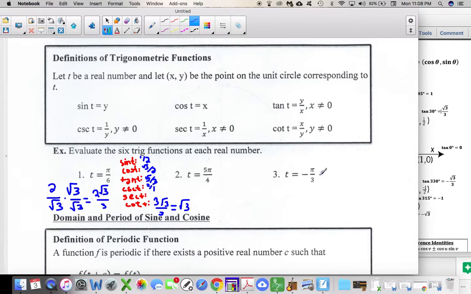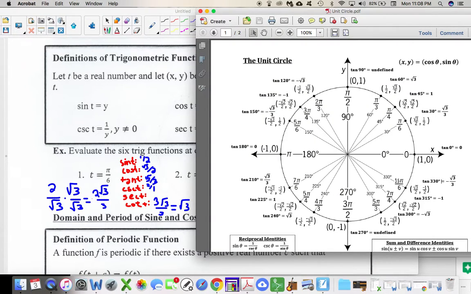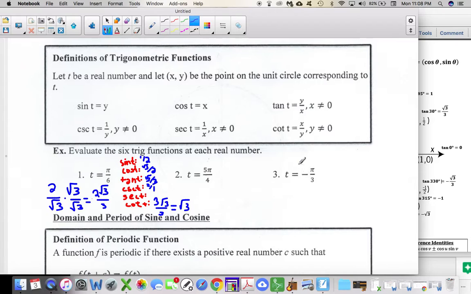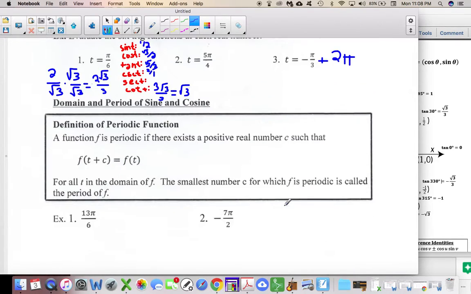The one thing that I will say about number 3, about pi over 3, or negative pi over 3, is that negative pi over 3 is the same thing as positive 5 pi over 3. So you're just going clockwise, in the negative pi over 3 direction, and that's 5 pi over 3. So when you're looking for that on your unit circle and you can't find it, that is why. That goes back to finding those coterminal angles. You add 2 pi to the negative pi over 3, and that will give you 5 pi over 3. So just remember that.